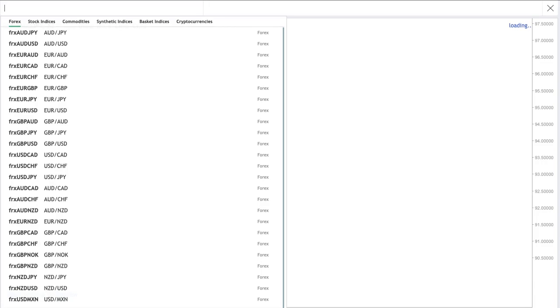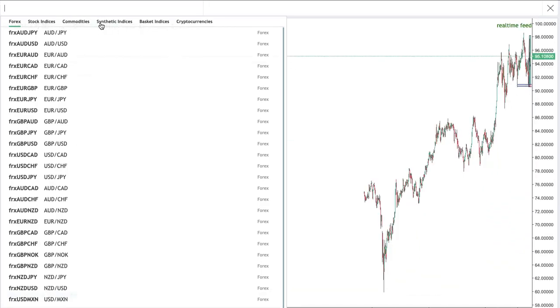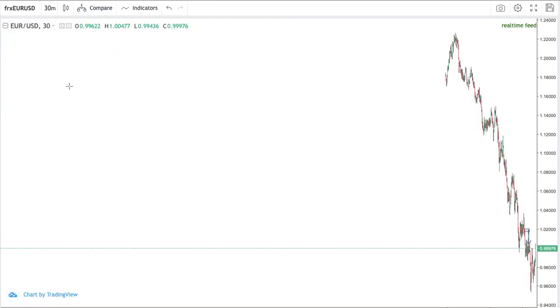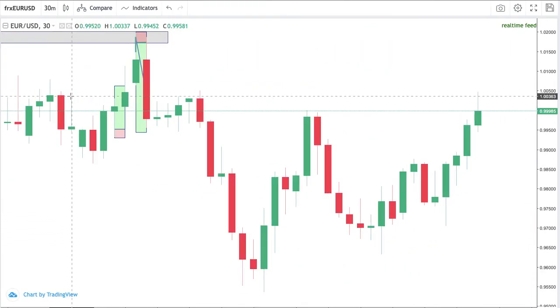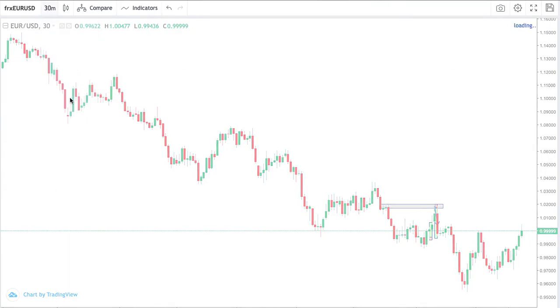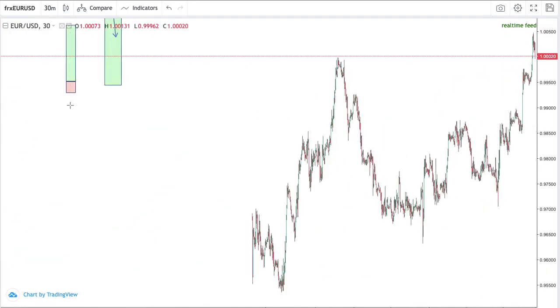So let us go to our Euro USD, which is what we are explaining. Okay. Let us wait for it to load. This is currently Euro USD, but this is currently the daily time frame. I need the 30 minutes time frame. Okay. Let us wait for it to load. Okay, this is it. This is the current Euro USD chart.